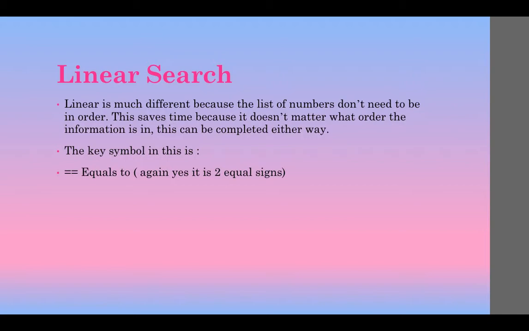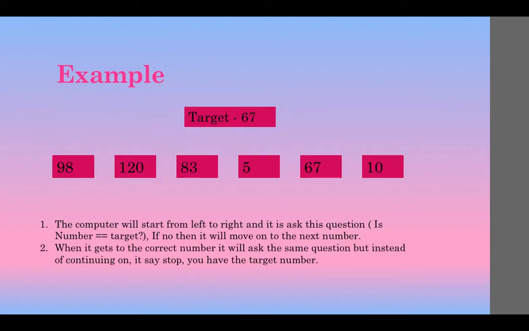Now, one of the key symbols is, again, equals to, making sure that you've got two equals signs. And yes, that means equals to. If you just put one equals, your program will think you're assigning a variable. That's why it uses two equals signs. Now, example. So that target there of 67. What it will do is start from left to right. So it will start here.